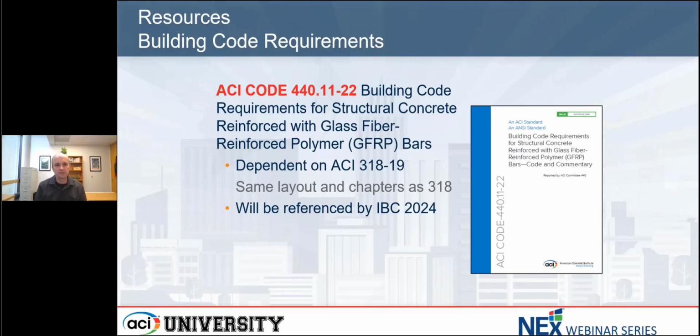section 7.3.6.4 in ACI 318, you will see a very similar section 7.8.3.4 in 440.11, only that code language will be changed slightly to accommodate GFRP reinforcement. So everything is meant to correlate very well with ACI 318. And again, that's really intentional so that somebody familiar with 318 can pretty easily navigate the building code for using GFRP reinforced concrete. An additional note there is that this code will be referenced by the IBC starting in 2024.